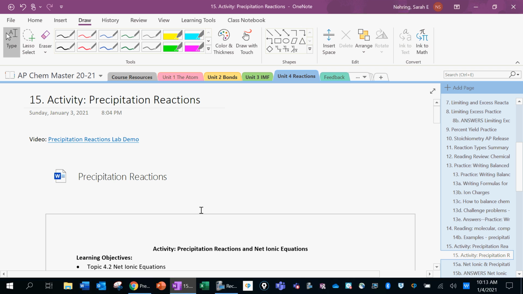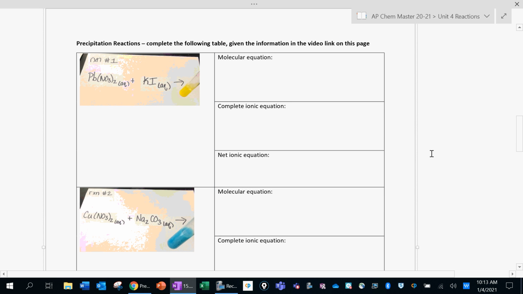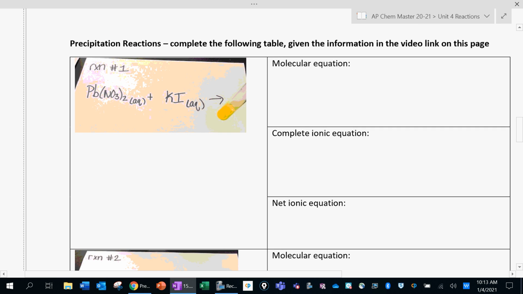Okay, so let's now write out the equations for this reaction. Here we go. The molecular equation is going to show everything as compounds. So I'm going to write lead nitrate as PbNO3. It's aqueous, and then potassium iodide is aqueous.